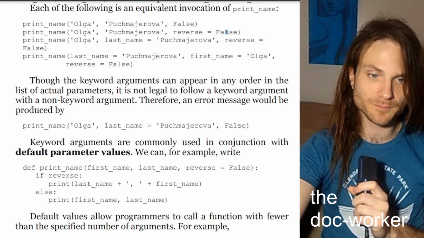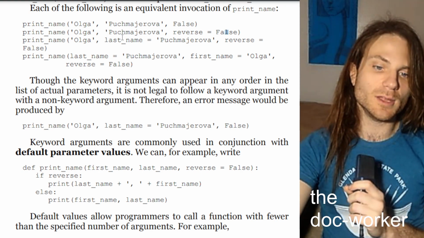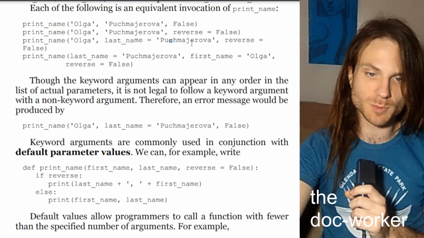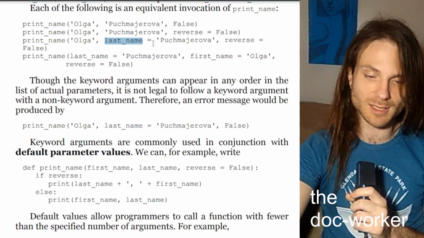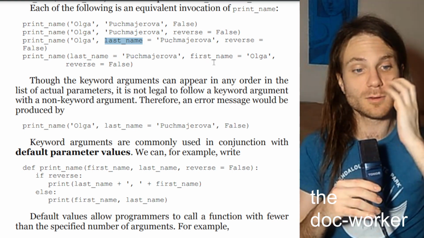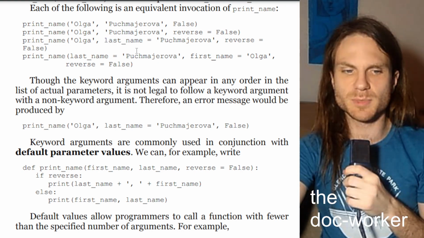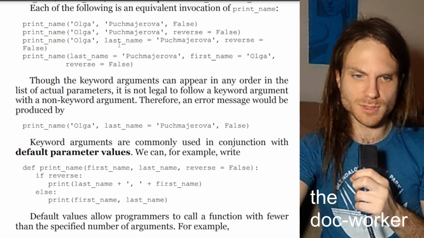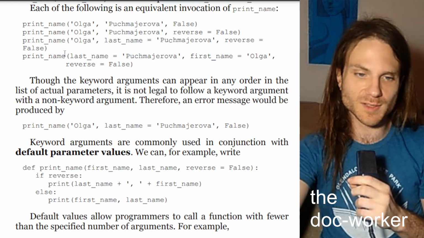We could call the function with the string Olga first, and then do the same thing as above, clarify and specify that Puchmajerova as an argument is supposed to be passed in to the last name parameter by saying last name equals Puchmajerova. I don't know if I'm pronouncing that right, I'm sorry. And same with reverse. But that's not usually how you would use keyword arguments because in this case you're putting them in positionally already in their correct order, so you don't need to specify them. But this is an example of where you might use keyword arguments.